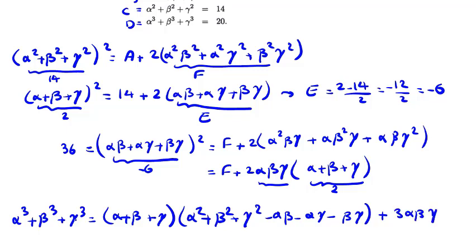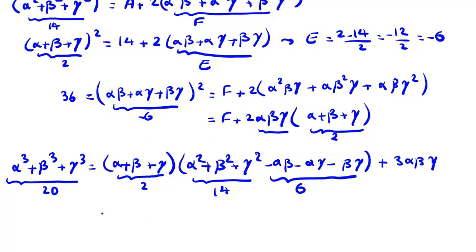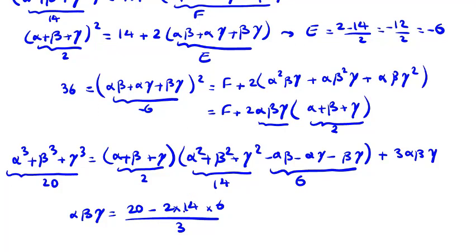So they will be what? The first equation here, it will be 20. Alpha plus beta plus gamma is 2. Alpha squared, it is 14. And minus this here, it will be minus e, it will be 6. So we can say what? Alpha beta gamma is 20 minus 2 times 14 times 6 all over 3. I'm sorry, here it's 14 plus 6. So it will be what? It will be 20, it's 20 minus 40 and over 3.